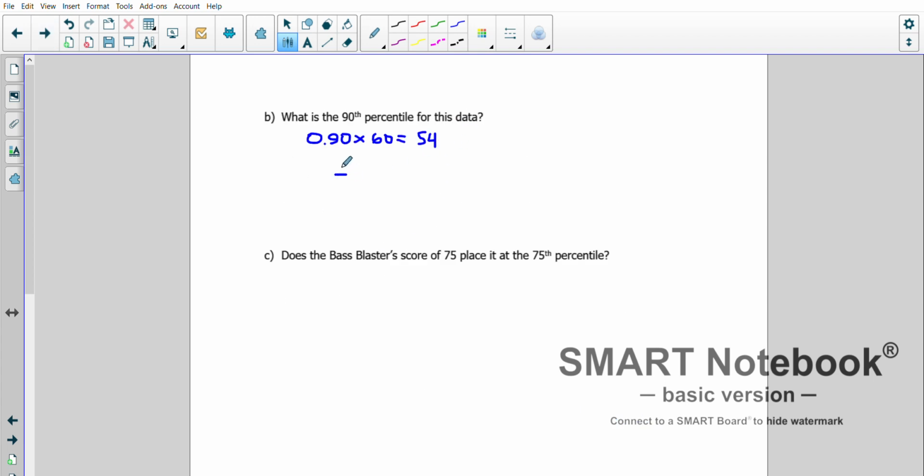So it's going to be 88 plus 90, divided by 2, which is 89.